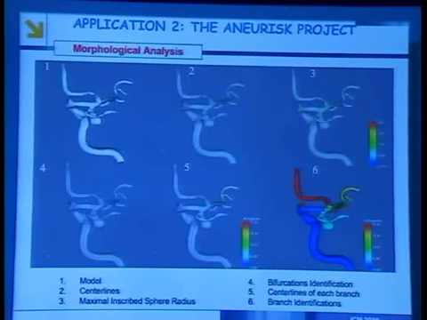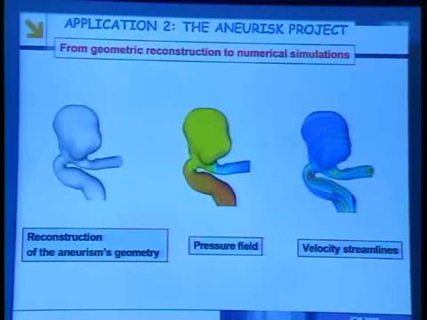So there are several ways to characterize morphologically this three-dimensional domain, say, by center lines. Then we look at the radius of the maximally inscribed sphere. We want to identify each bifurcation. We have to compute this to retrieve the central lines of each branch, and then to identify the branches. So this is the pre-processing that you have to carry out in order to make sure that you can classify the kind of patient or the kind of aneurysm that you have.